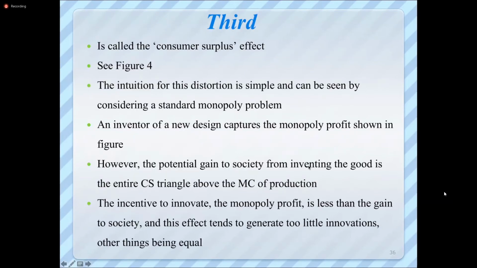So the intuition for this distortion is very simple and can be seen by considering a standard monopoly problem. An inventor of a new design captures the monopoly profit shown in the figure. The potential gain to society is larger, right? Because it's the entire consumer surplus triangle above the marginal cost of production. The monopoly profit, the incentive to innovate, is less than the gain to society. Therefore, this effect tends to generate too little innovation, other things being equal.